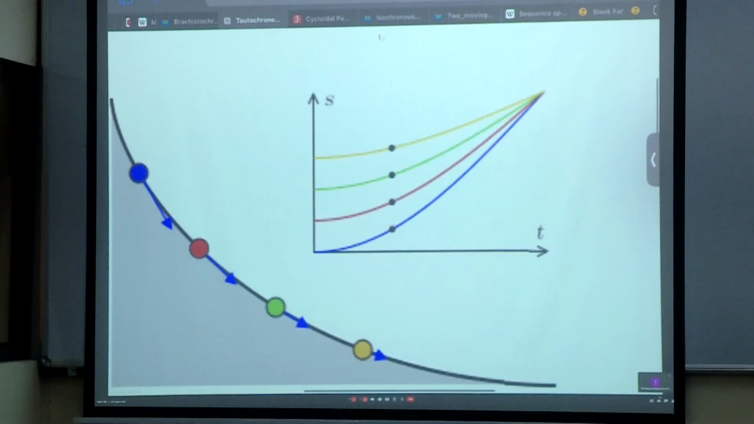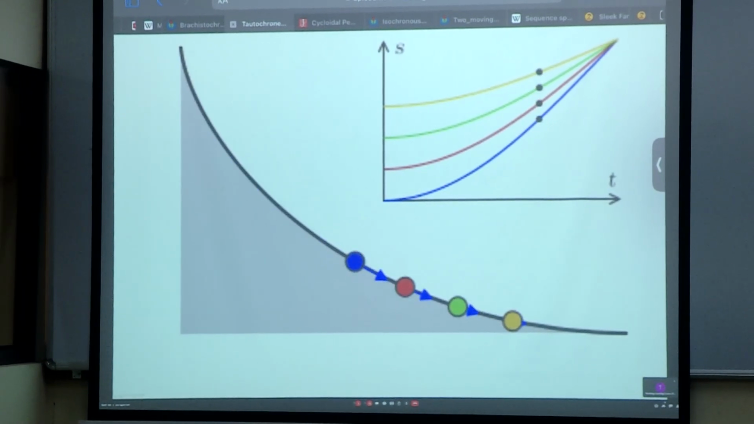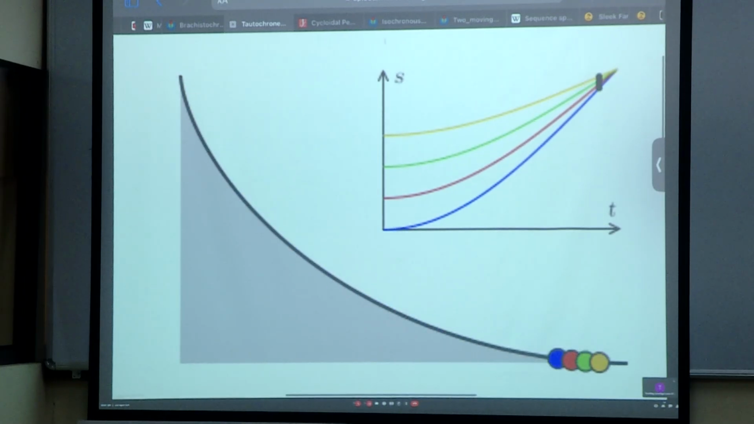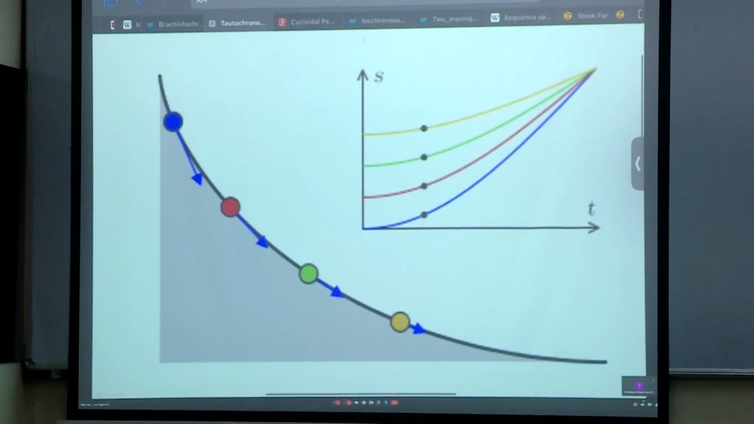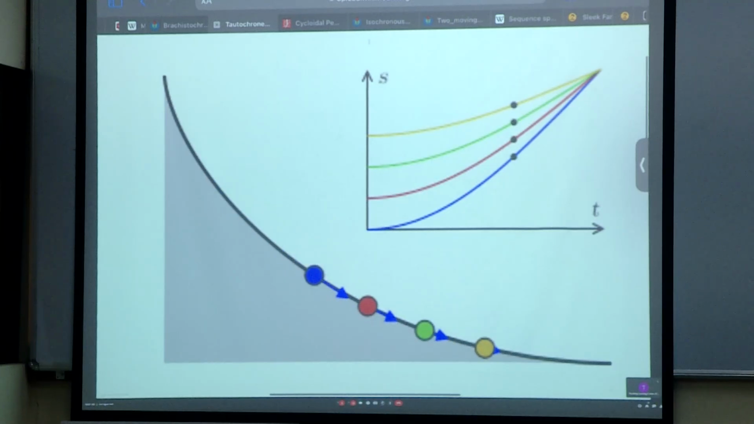Yeah, so here it is. Here are 4 particles, 4 beads: blue, red, green and yellow. They are falling down. They are all released at the same time, and you see they all reach the bottom at the same time. And this curve is actually a portion of the cycloid. It's half a rotation of the cycloid, right?